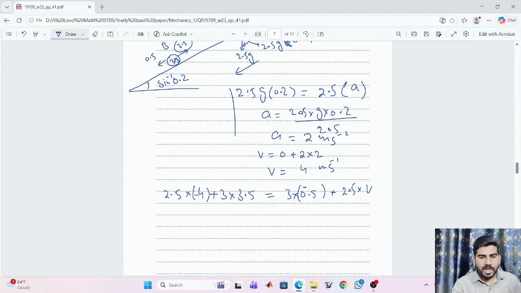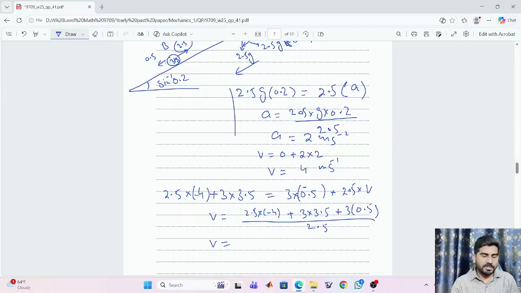So we can just write V here. Now we can use our calculator to find the velocity. It will be 2.5 times negative 4 plus 3 times 3.5 plus 3 times 0.5, divided by 2.5. Its velocity is 0.8. So the velocity of A after collision is 0.8 meters per second, which is moving upward now.